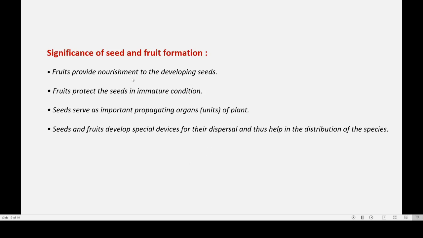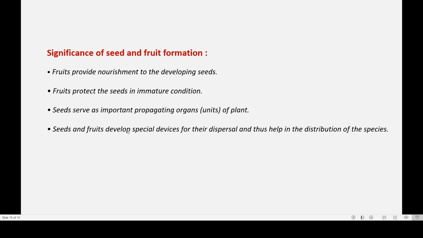Now what is the significance of seed and fruit formation? Fruit provides nourishment to the developing seeds, right? Fruit protects the seed in the immature condition. The seed is present inside the fruit, so naturally it is protecting it. It serves as an important propagating organ or unit of the plant, because the seed is the part of the plant which germinates and gives rise to a new plant.